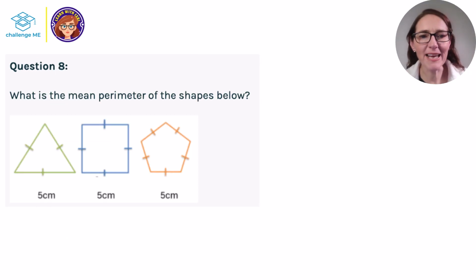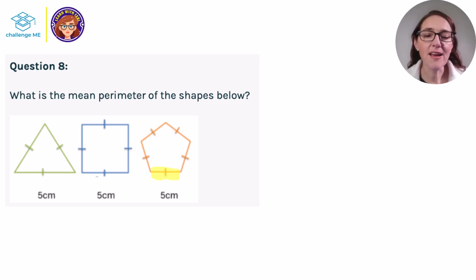We've actually got a mean average question in the quest. On question 8, we have to work out the mean perimeter of the shapes. You've got a triangle with 3 sides that are 5 each, a square with 4 sides of 5, and a pentagon with 5 sides of 5. You can do it the traditional way, add up the perimeters and divide by 3, but there's another way because mean average is actually equal sharing.